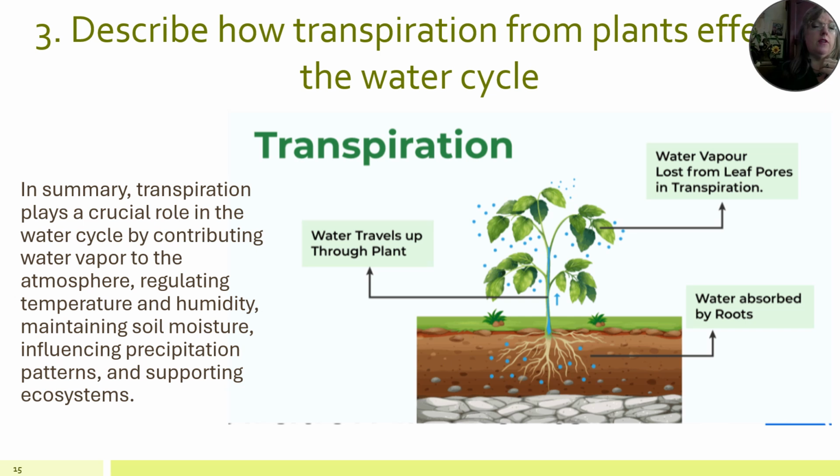So a summary then of the transpiration: it plays a crucial role in the water cycle by contributing water vapor to the atmosphere, by regulating temperature and humidity, by maintaining soil moisture, and influencing precipitation patterns and supporting ecosystems. So all of this transpiration part is where it's pulling up and then coming out through the leaves and making a tiny little water cycle of its own.